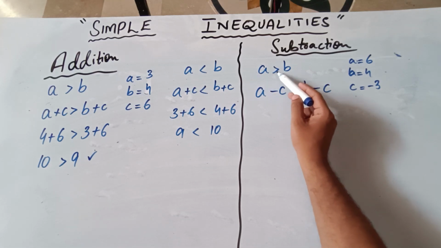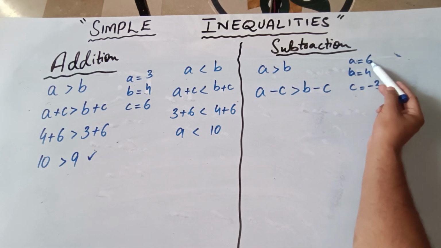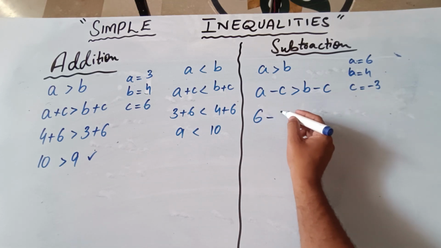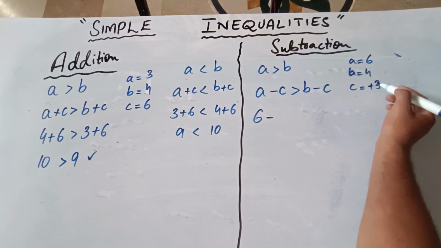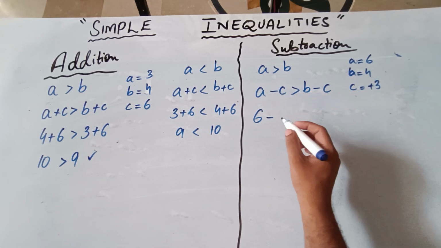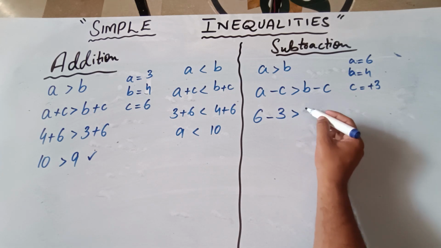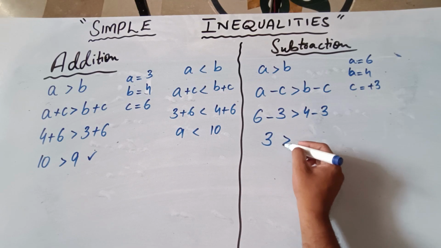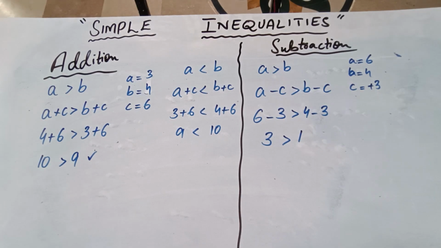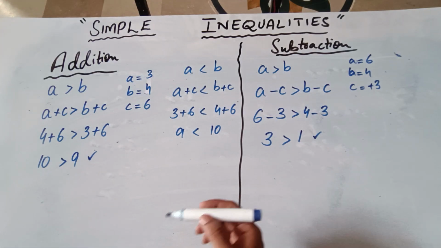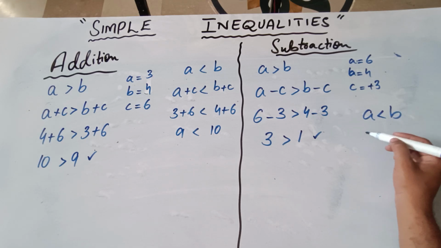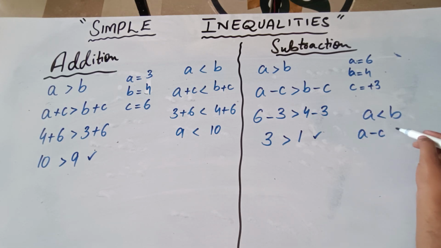The value A is greater than B, so let's take the value of A bigger and the value of B smaller. So 6 minus 3 is greater than 4 minus 3. I have already applied the minus over here. So 3 is greater than 4 minus 3, which is 1. You can see that it is satisfying the inequality. This will also satisfy the opposite case, A is lesser than B. If we subtract a constant number from both sides, the inequality sign will remain the same.